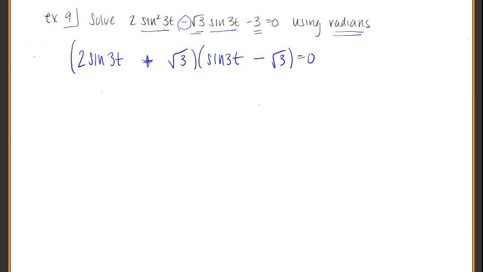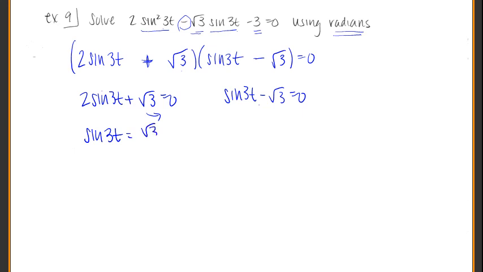Okay, so just finishing this up, we've got your product equal to 0. So you have 2 sine 3t plus the square root of 3 equals 0, and you have sine of 3t minus the square root of 3 equal to 0. Moving that square root of 3 over and then eventually dividing by 2, you'll have sine of 3t is equal to the square root of 3 over 2, and you'll have the sine of 3t is equal to the positive square root of 3.